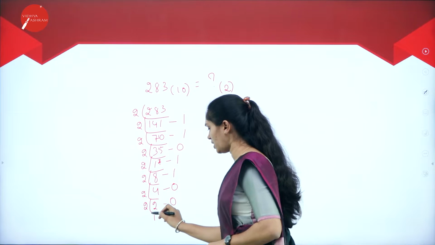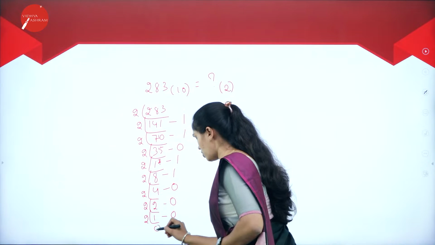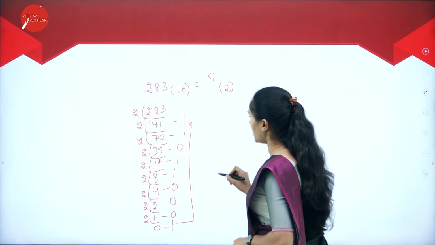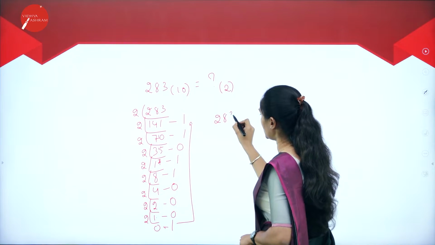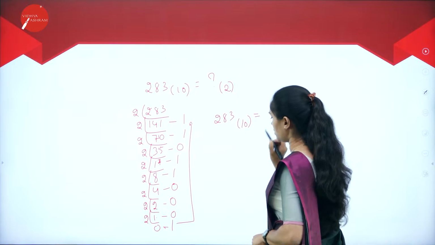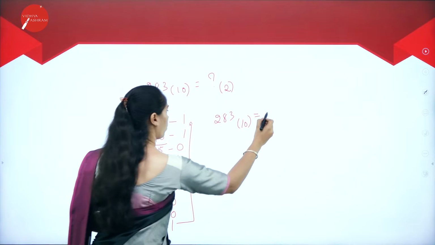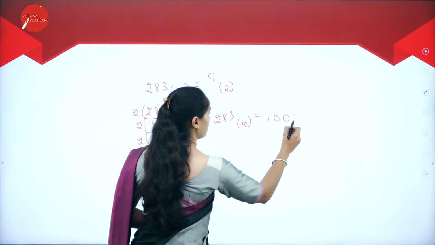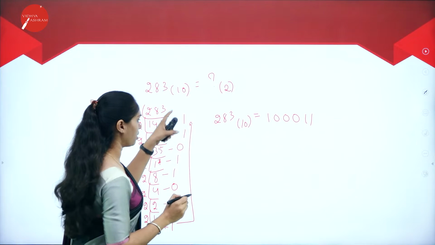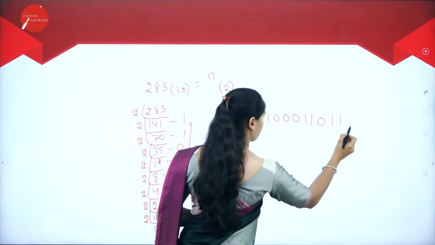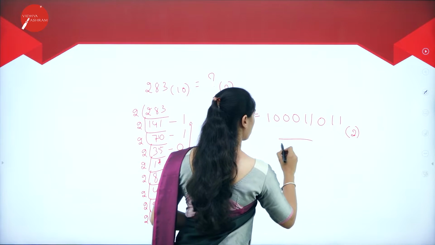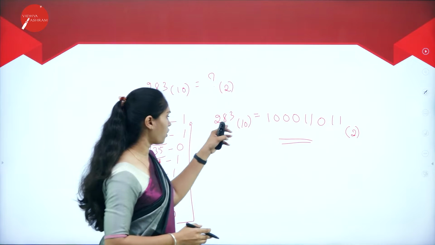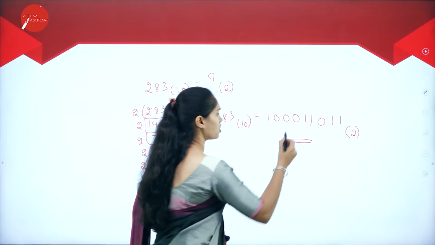Again we cannot divide 1 by 2, so make it as 2 zeros are 0, the remainder will be 1. This is my MSB and this is our LSB. So 283 base 10 is equivalent to, what is the value we have? 1 0 0 0 1 1 0 1 1 0 1 1. Okay, what is the base? That is 2. If you convert this into 8421 format, surely you are going to get 283. So let me show you that one.